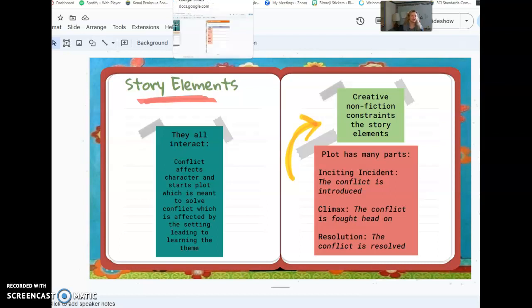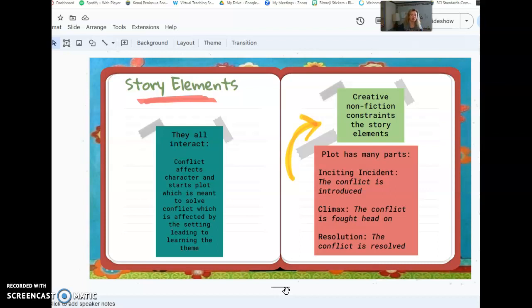So the first thing here is that what you need to know about story elements is that they all interact. They are all interconnected. Yes, we talk about them separately, but then I'll ask you questions sometimes about how they affect each other. So they all interact all the time. The conflict is what creates the plot. So the whole point of the plot is the conflict. The conflict happens. How are we going to solve the conflict? We've solved the conflict. Now, how do we move on without the conflict? That's the plot, okay? So, obviously, conflict and plot are interrelated.